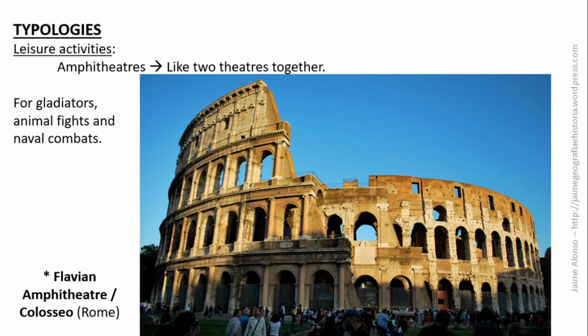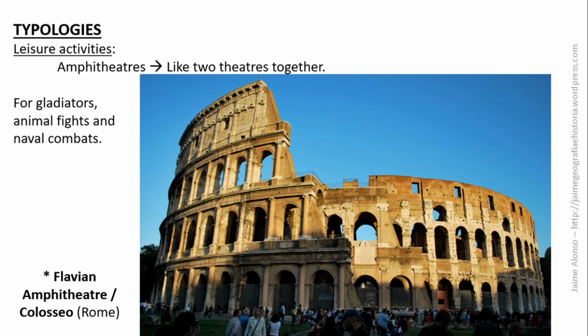If you see any amphitheater from above, you are going to see that it looks more or less like an oval. What was the use of the amphitheaters? Generally for gladiators, animal fights, and naval combats. That is, there are no chariot races, as we are going to see in the next typology of building.